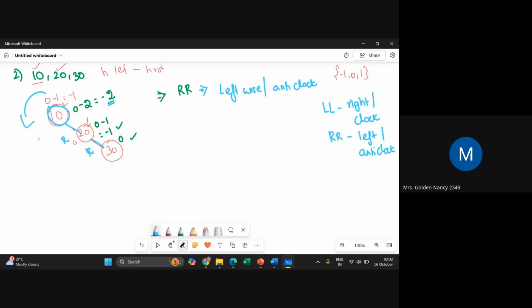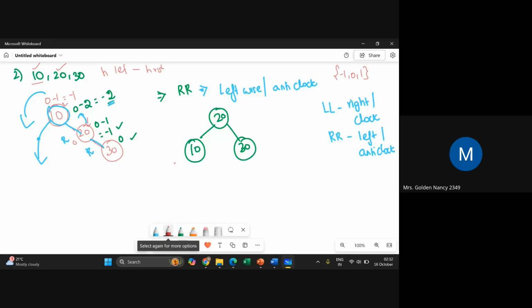Similarly, think you are trying to pull this 10 down. If I pull this 10 down, this 20 will be up. I'll draw it again. If I'm pulling this 10 down, what happens? 10 came down. If I pull this down, 20 will be the top and 30 will be at the right hand side. Now check the balance factor.